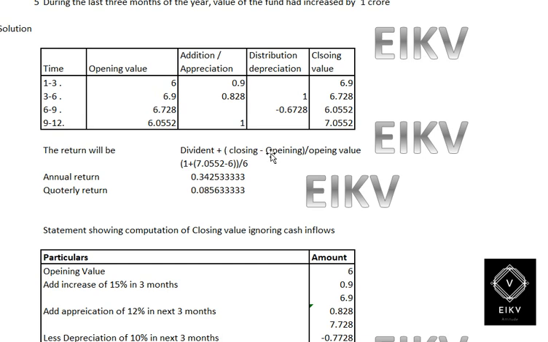The rate of return would be dividend plus closing minus opening, which is capital appreciation, divided by investment value. This would be 1 crore plus 7.0552 minus 6, divided by 6, which will give you 34.25 percentage. When it is converted into quarterly return, it would be 34.25 divided by 4, which will give you 8.56 percentage.